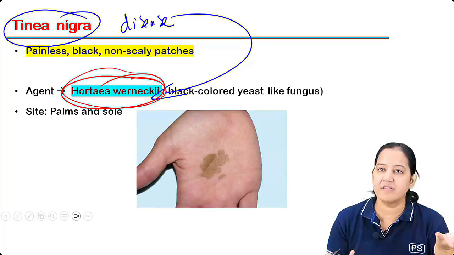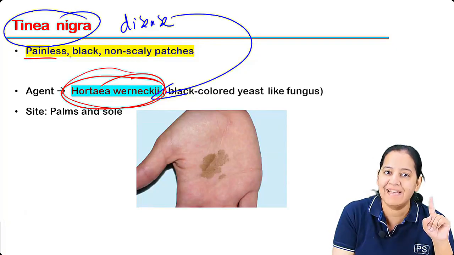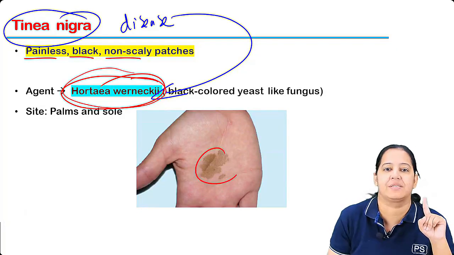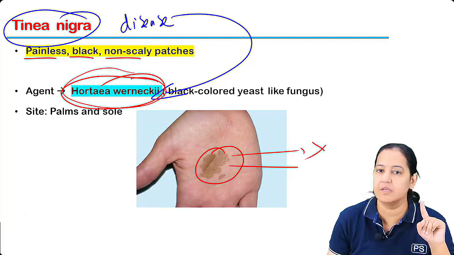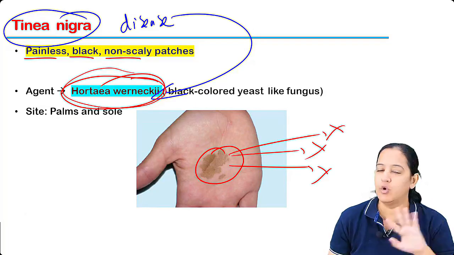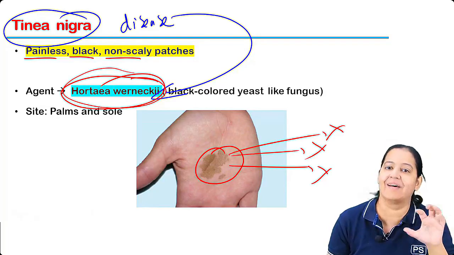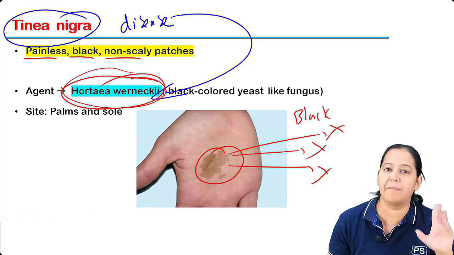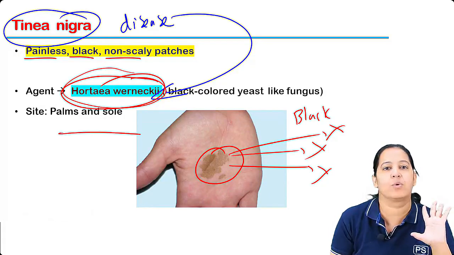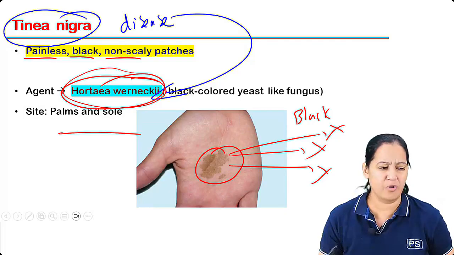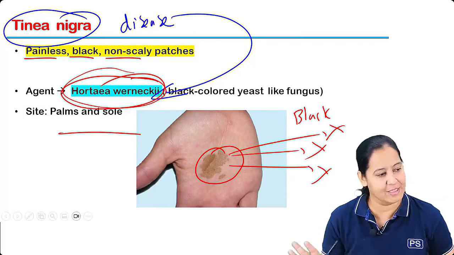What are the symptoms? Only one symptom: painless, black, non-itchy patches. There is no pain, no itching, no scaling. Only a black patch on the palm and the sole. That's it. It means there is nothing special for diagnosis. We are done with the second fungus.